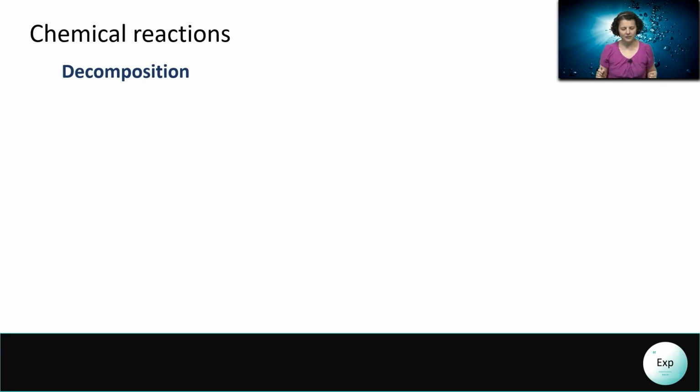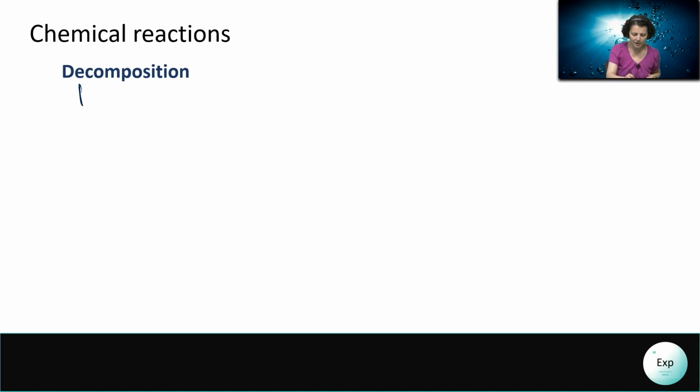The first type of chemical reaction is a decomposition reaction. That is where we start with one compound, usually, and in the course of a process, either through heating or some kind of other method, we're able to separate it into some of its ingredients.